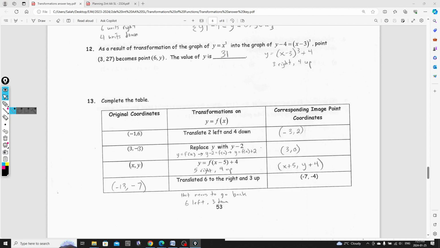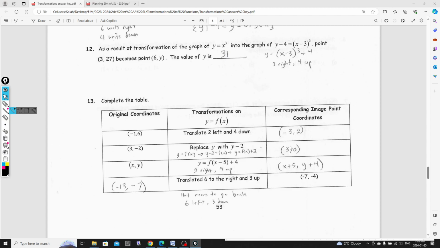Okay, now this guy right here: replace y with y minus 2. Well, if I replace y in y equals f of x with y minus 2, and then I isolate y, that just means f of x plus 2. That means I'm grabbing any of those initial y values and adding 2 to them. That means they're shifting up 2 units. So I can expect, because this is only a vertical translation, that nothing is happening horizontally. That means my 3 is not going to change.